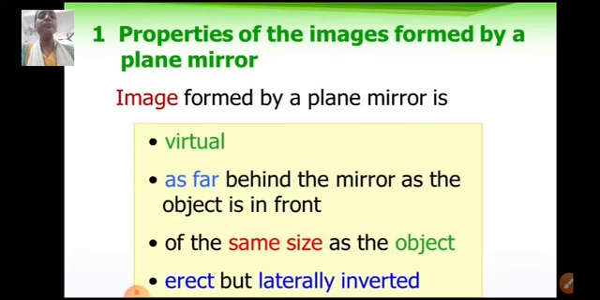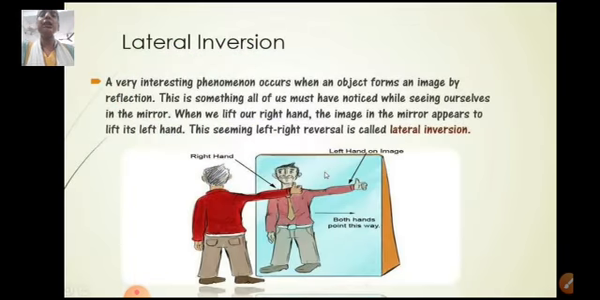Now what are the properties of the images formed by a plane mirror? As the image is formed behind the mirror, and that too without the actual intersection of the reflected rays, the image formed is virtual. It is also as far behind the mirror as the object is in front. It is also of the same size as the object, and it will always be erect but laterally inverted.